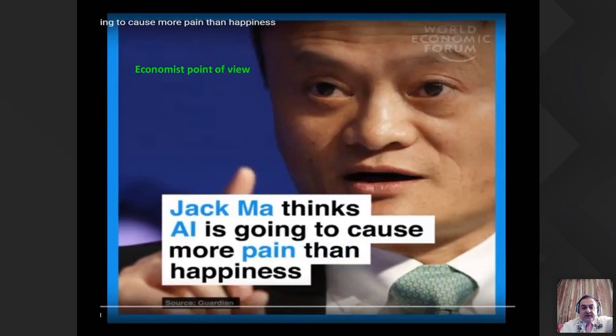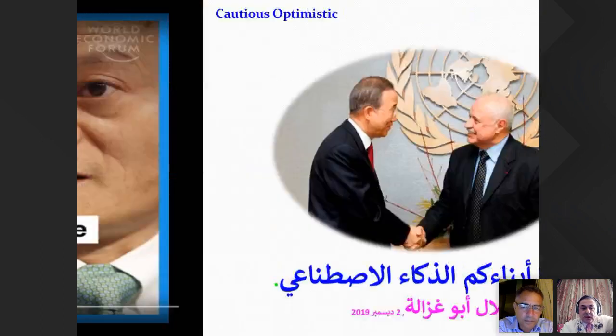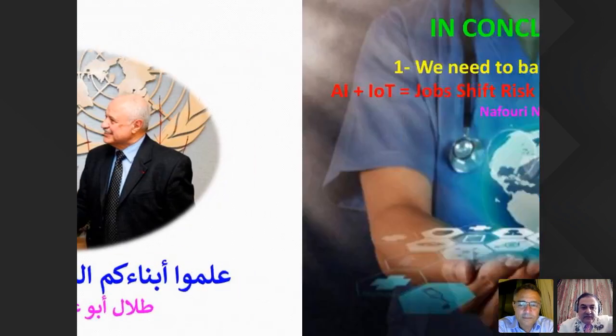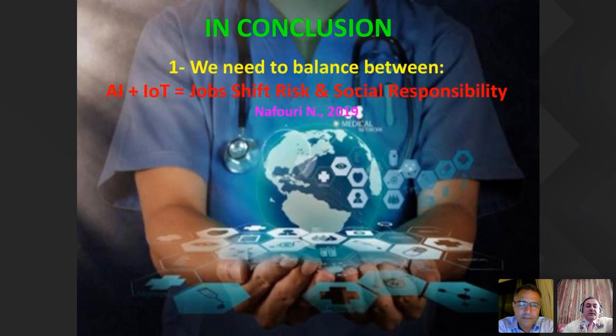That's another hit. Jack Ma thinks AI is going to cause more pain than happiness. I would say maybe not. That's an economist's point of view. Dr. Talal Abu Ghazal would say, teach your kids artificial intelligence. Finally, in conclusion, what we need is to balance between artificial intelligence, Internet of Things, job shift risk, and social responsibility.